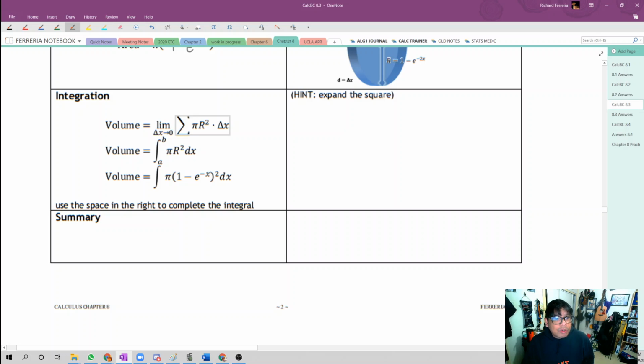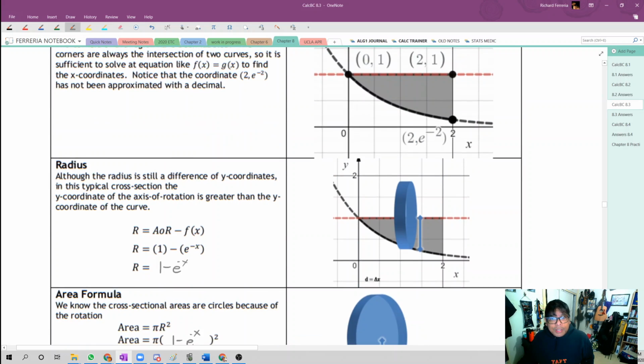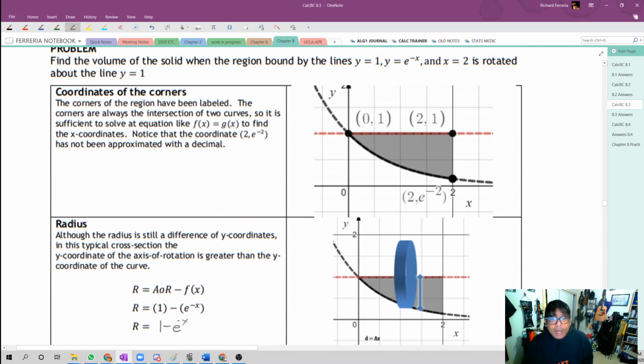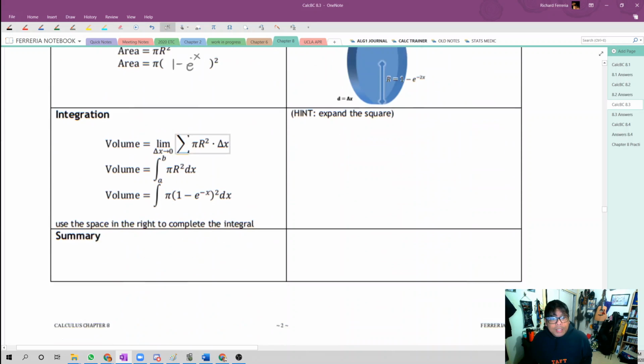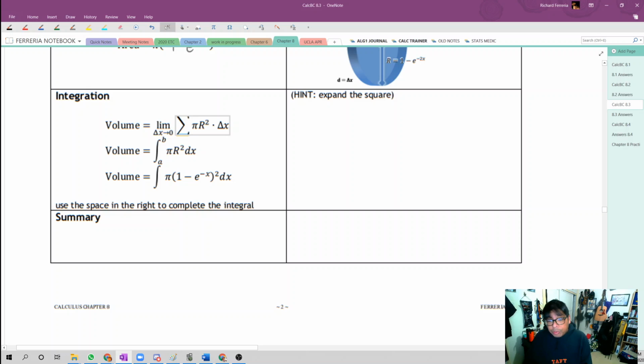And then finally, integration, we've got the volume equal to the integral from, well, I forgot the lower and the upper limit here. Let's see, the smallest value of x is 0, the biggest value of x is 2. So that tells me we're going to integrate from 0 to 2. And then we're ready to integrate. The hint here is to expand the square, so let's take us up on that hint. And we'll go from 0 to 2.